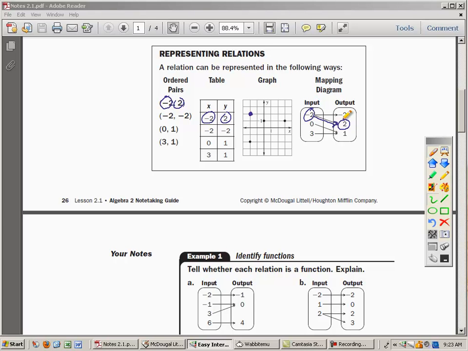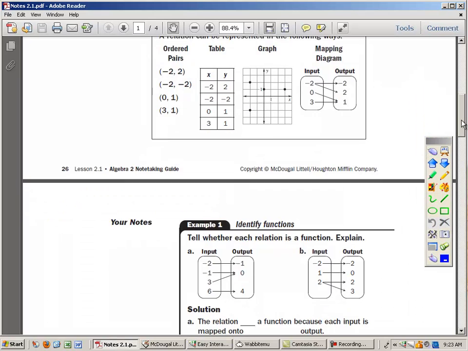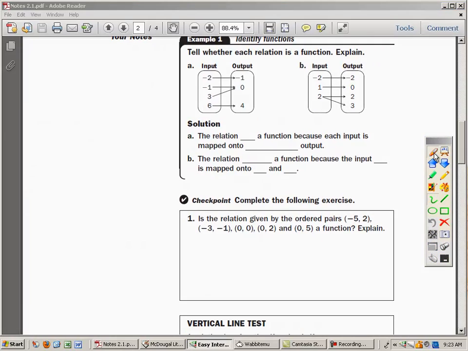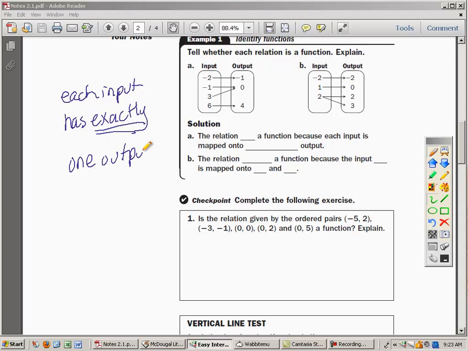All right. Now, on the top of the next page, we're going to take a look at identifying which of these are functions. So if we're using this mapping diagram, again, the definition of a function is that each input has exactly one output. And again, exactly one output says that it can't have 0 outputs, it can't have 2, it can't have 3. Each input has to have exactly one output.